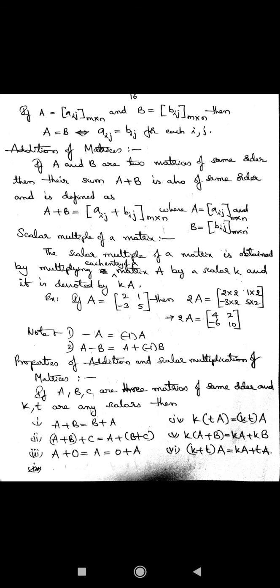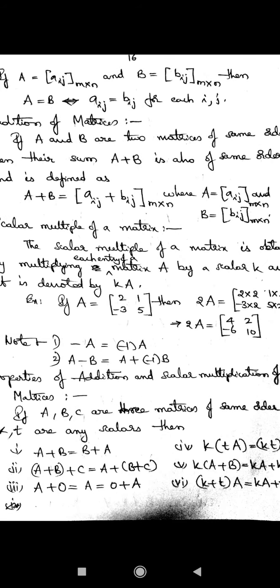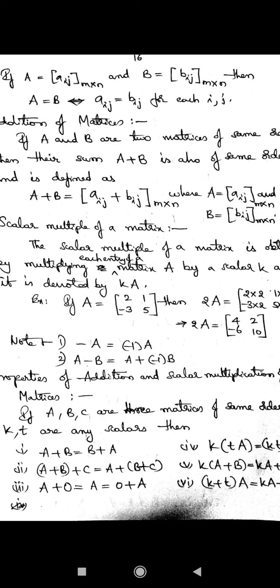And then the second point is (A plus B) plus C is equal to A plus (B plus C). That means the matrices satisfy the associative property with respect to addition, or we can say that the associativity with respect to addition is satisfied in the matrix for all matrices.